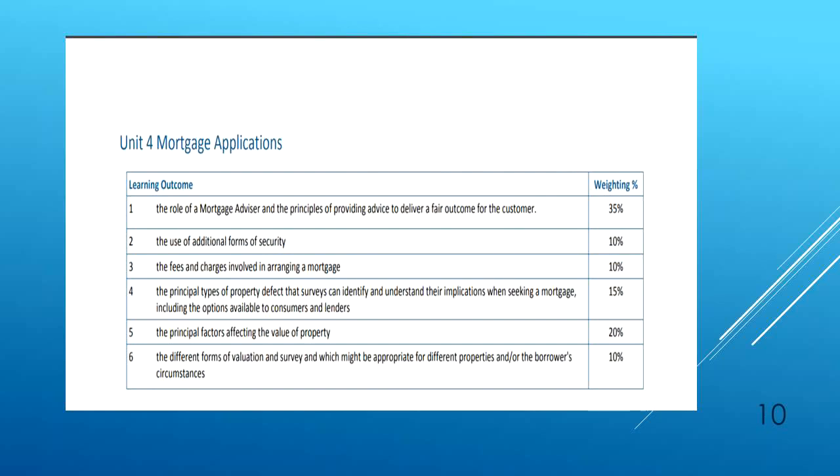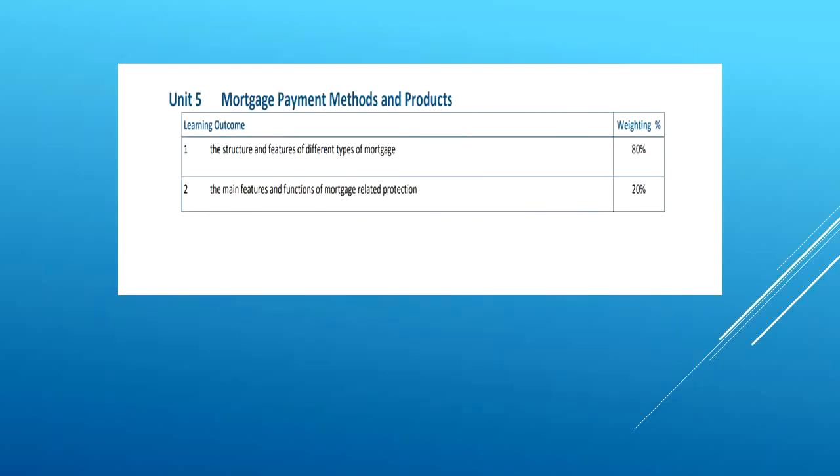Principal factors affecting the value of the property, like the area, roads, if there's a plan for a motorway, stuff like that. So it can affect your house price. Stuff like that you need to consider. So that tells you about unit 4.